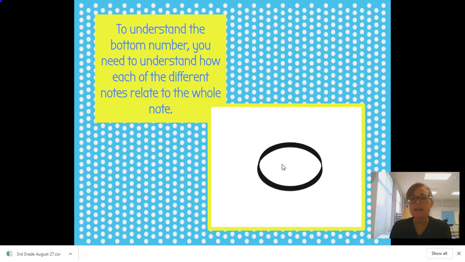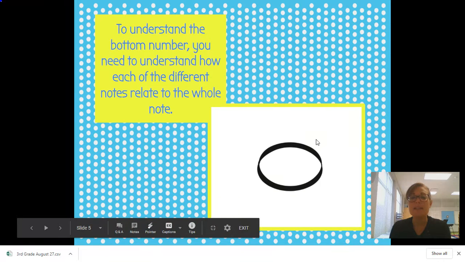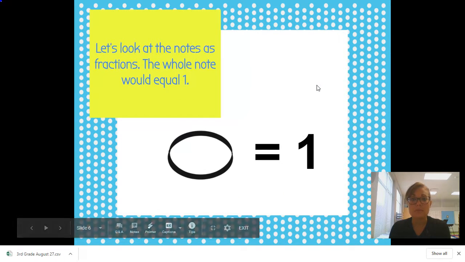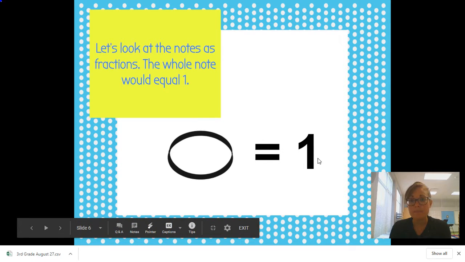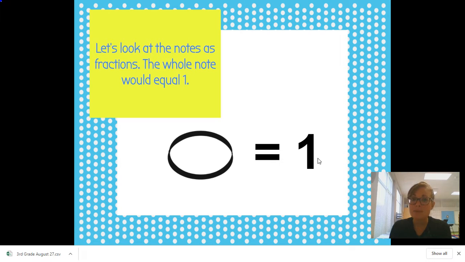To understand the bottom number, you need to understand how each of the different notes relate to the whole note. This is a whole note. Let's look at the notes as fractions. So if we're looking at them as fractions, we're going to say the whole note equals 1. Yes, I know in music, the whole note typically gets 4 beats. But we're looking at it as a fraction. So the whole note is going to equal the whole thing, 1. Okay? Stay with me.